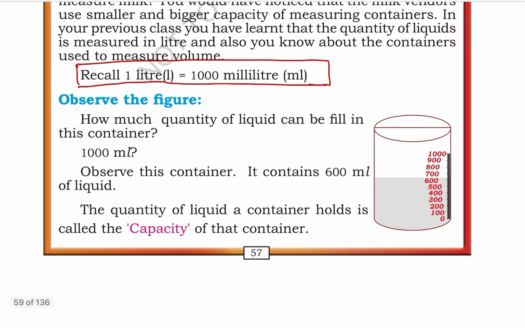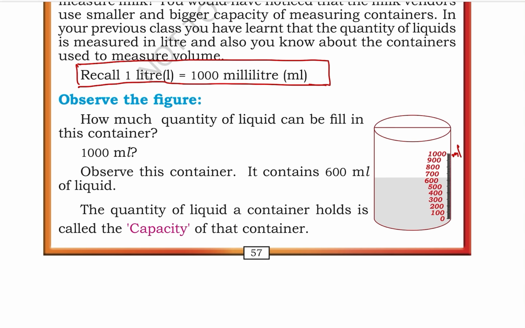Now you see this container, it has a scale and it is measuring from 0 to 1000. It is measuring in ml. 0 to 1000 ml, 1000 ml means how many liters? 1 liter. Keep it in mind. 1 liter is equal to 1000 milliliter. You have to always keep in your mind until you finish this chapter. Okay, it is a very important relationship between liter and milliliter.